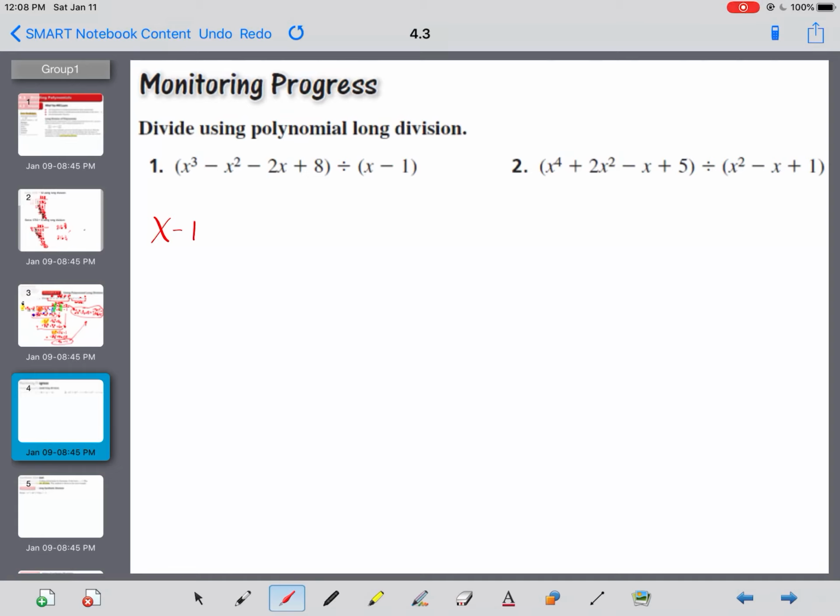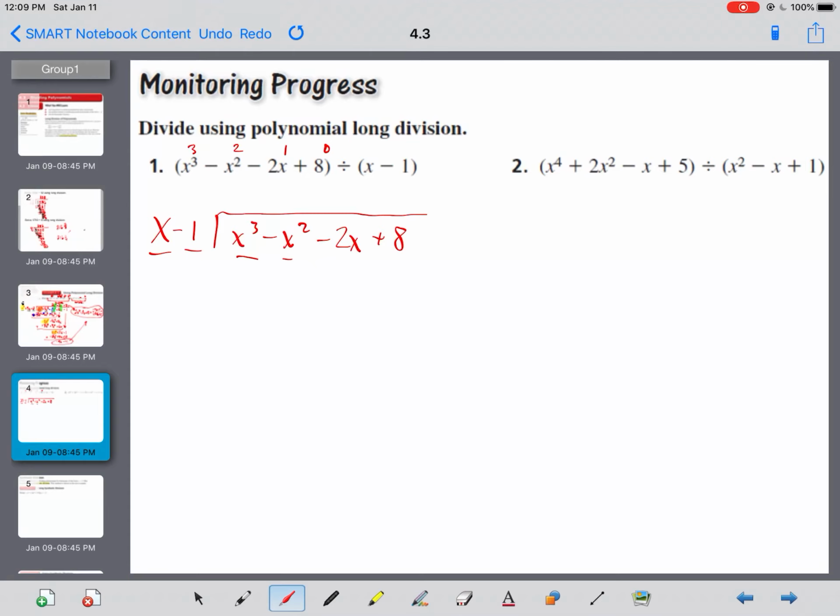So, we're dividing by x minus 1. What are we dividing? It's to the first to the 0. We're all there. 3, 2, 1, right? 3, 2, 1, 0. Everybody's there. So x to the third minus x squared minus 2x plus 8.